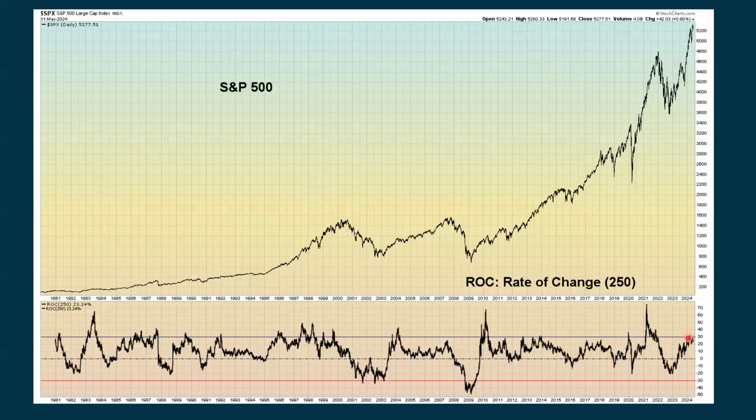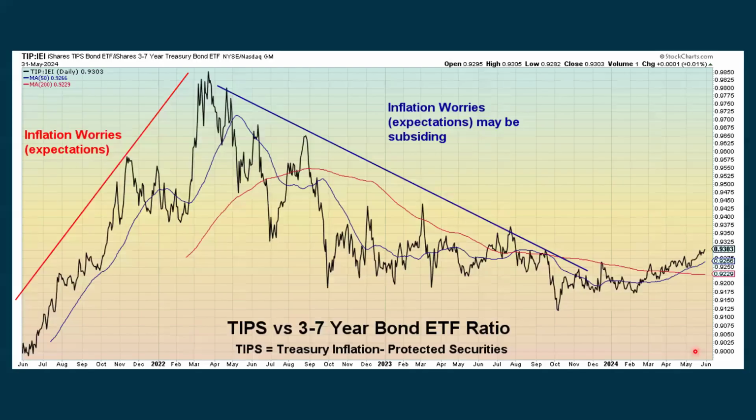This is another look going back to 1980. And we hit a little bit of overhead resistance, and we've been pulling back since that time. But still, when you take a bigger look at this, we're still in an uptrend. We keep an eye on bonds.